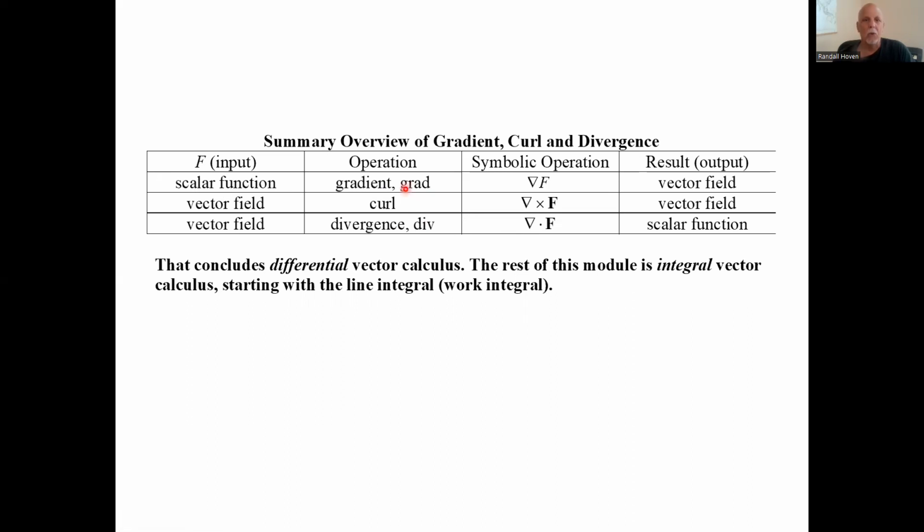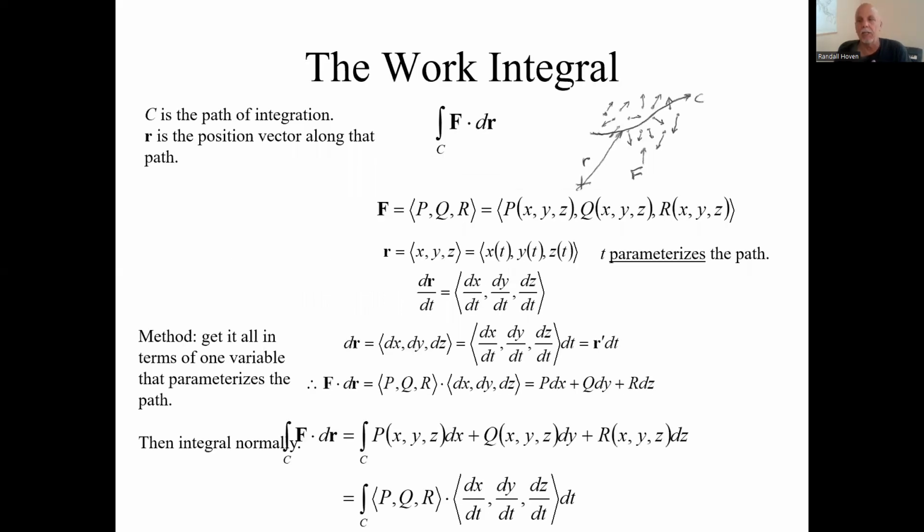For a gradient, what goes into it is a scalar function. What comes out is a vector field. For curl, what goes in is a vector field. What comes out is a vector field. For divergence, what goes in is a vector field. What comes out is a scalar function. Try to at least get the inputs and outputs right. Anyway, the next thing we talk about is integral vector calculus, starting with the work integral.